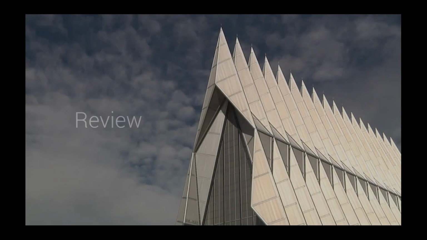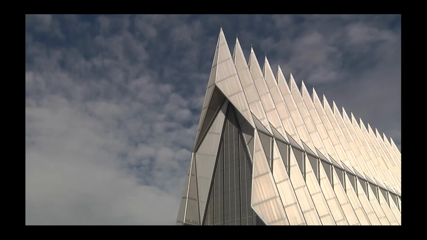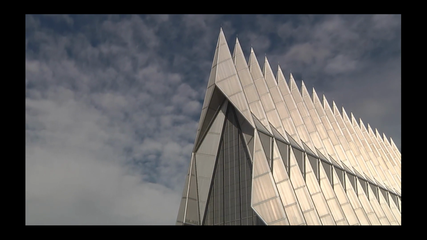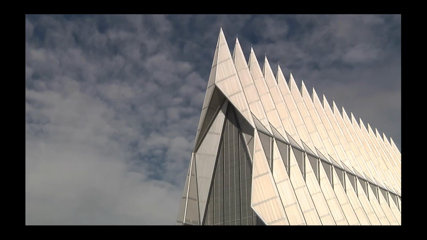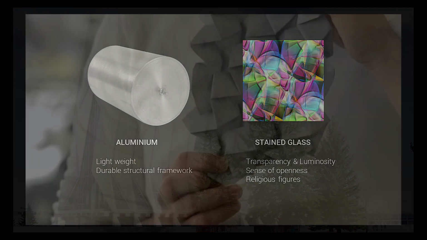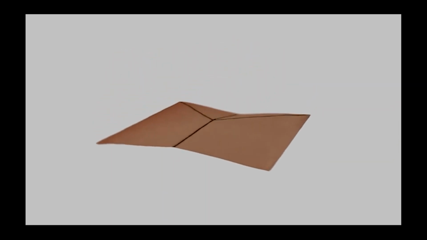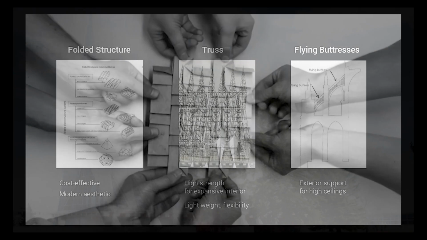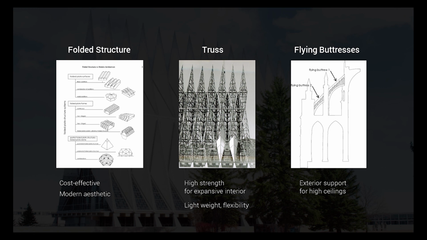To give you guys a quick recap of last week's content, we talked about the external architectural design of this magnificent structure, explored Walter Nett's inspiration for the design, and discussed the significance of aluminum and stained glass as the primary construction materials. Well, we can understand why he chose those materials: budget constraint, aesthetics, availability, etc. But today, we're going to have a more engineering oriented discussion and explore the structure of the Cadet Chapel.